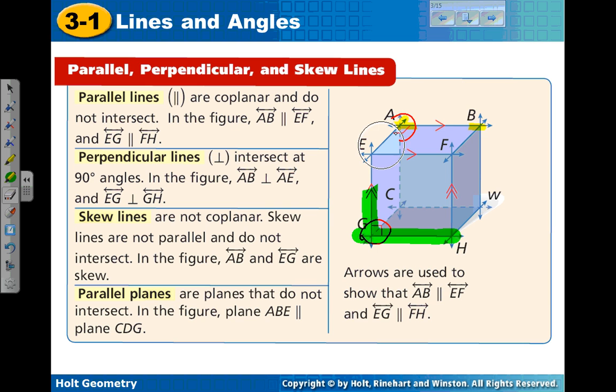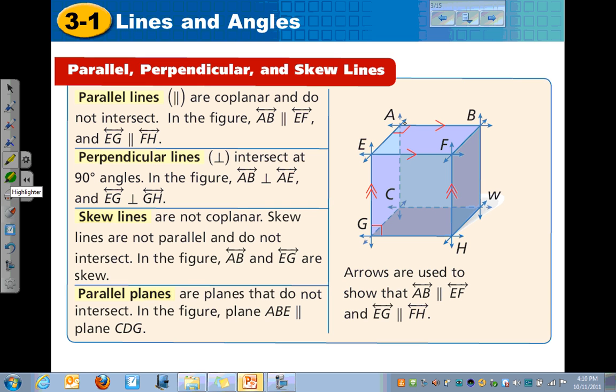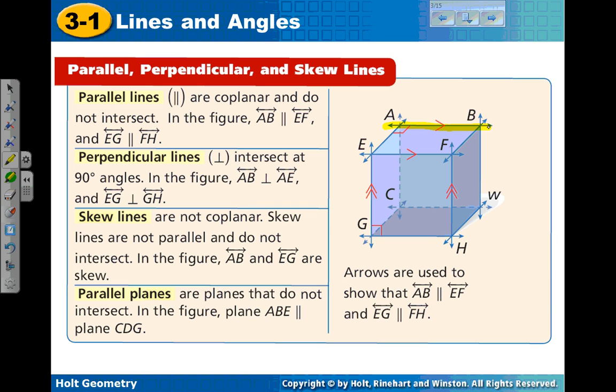Now, skew lines are not coplanar, they're not parallel, and they do not intersect. So what do skew lines look like? Let me mark in the figure AB. So here's line AB. That is skew with line EG. They are not coplanar, they will never intersect, and they are not parallel. So those are a set of skew lines.